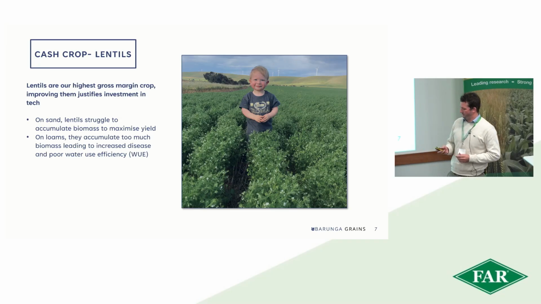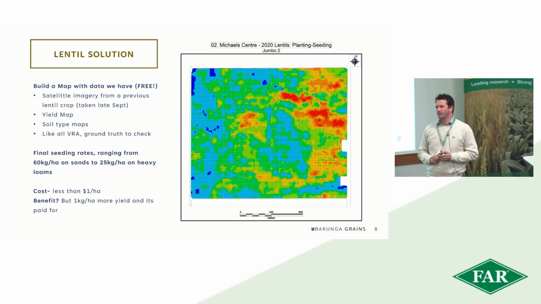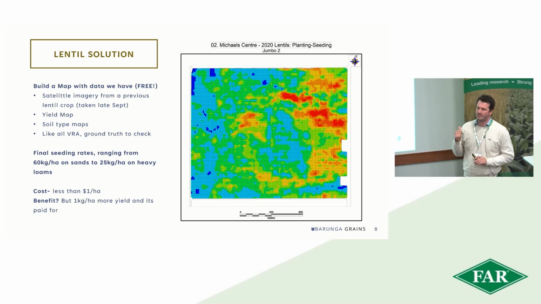So we decided, what can we do with this? We're going to sow them really, really thin on those heavy soils. This is a map that we created. We've got the sandy end of the paddock, and some loams up here. We've got a few different ways that we make these maps. A good way is to grab a satellite image of a previous lentil crop. On those loamy areas, they'll be really, really green. On those sandy areas, they'll be really, really thin. So then we sow a lot more on the sandy soils and sow it really thin on the heavy soils. Another one is yield maps.